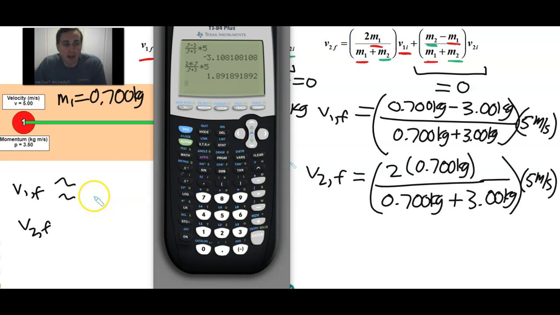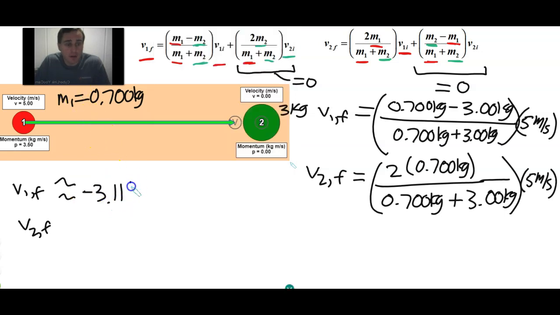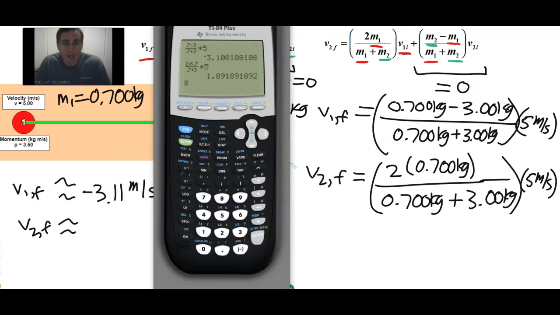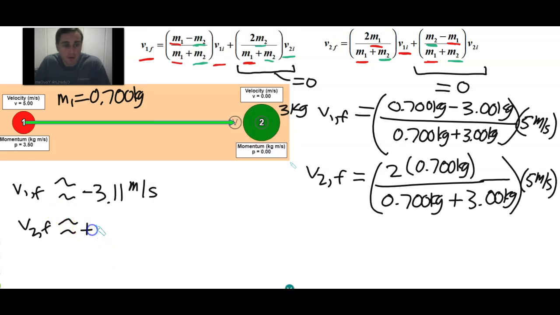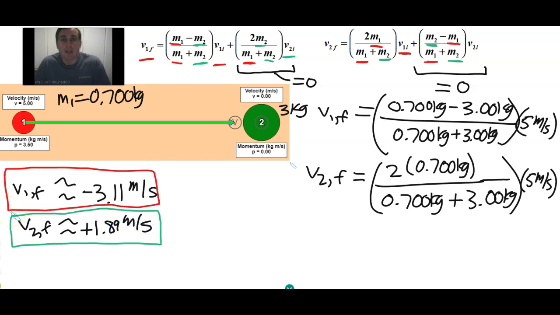So let us write these values down. We should have negative 3.11 meters per second for the final velocity of mass 1. That's the red ball. And then we should have approximately, let's see, 1.89 meters per second. That's a positive for the velocity of the second ball. All right. Notice I boxed each of the final velocities in red and blue, respectively, for mass 1 and mass 2, because that's how we've depicted them in these problems.